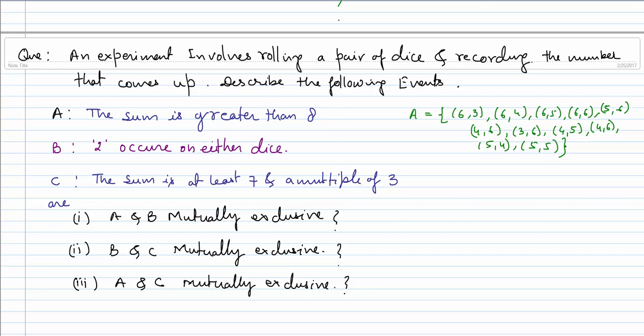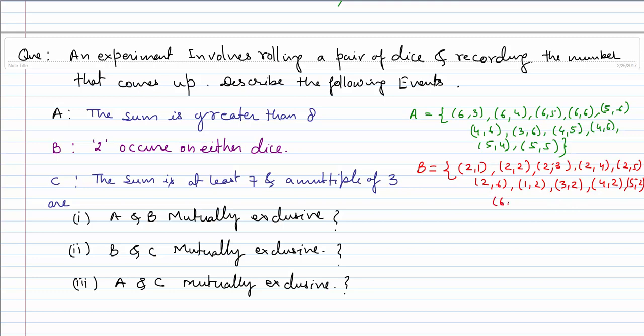Now what about B? B event: 2 occurs on either die. So this will have 2 comma 1, 2 comma 2, 2 comma 3, 2 comma 4, 2 comma 5, 2 comma 6. Then we have 1 comma 2. We have already taken 2 comma 2. Now we have 3 comma 2, 4 comma 2, 5 comma 2, and then 6 comma 2. So these are the elements inside B.